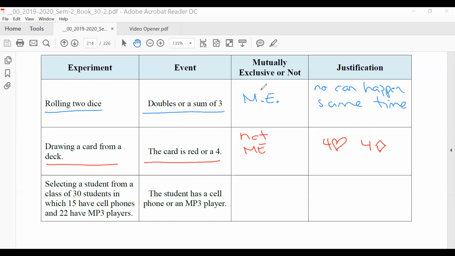Okay, last one. A class of 30 students in which 15 have cell phones and 22 have MP3 players. Okay, there was a time when these two things were separate and we would walk around with two different things in our pocket, but not these days. These days, we just call it an iPhone, right? It's the same thing. Easy peasy. So not mutually exclusive because they can occur at the same time.